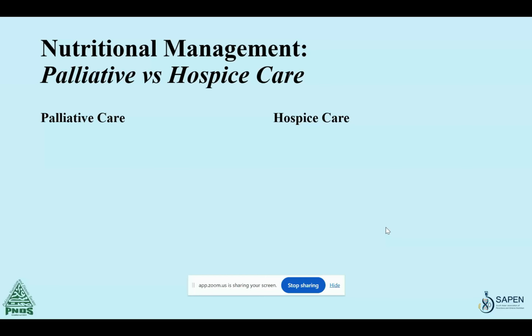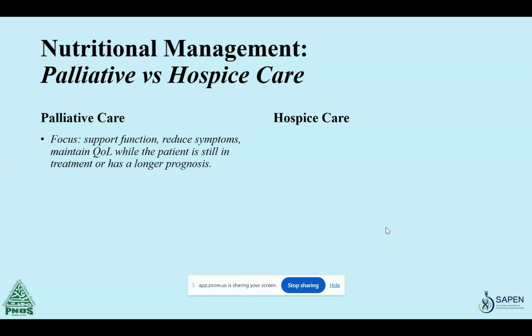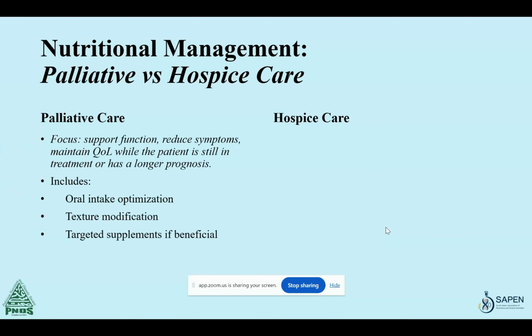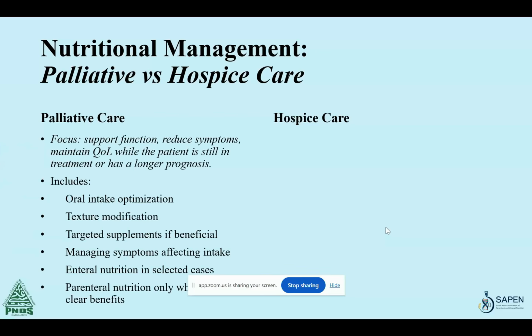A few minutes on the difference between palliative care and hospice care. Basically, palliative care is more focused on the support function to reduce and manage symptoms and maintain quality of life when the patient is still in treatment or has a longer prognosis. It includes oral intake optimization, texture modification, targeted supplements if beneficial for the patient, and managing the symptoms affecting intake. Enteral nutrition is selected in some cases.